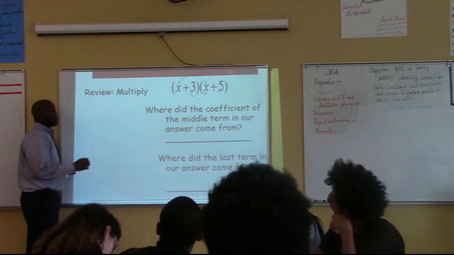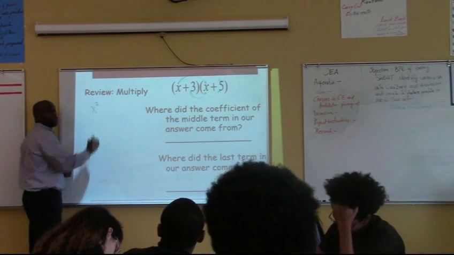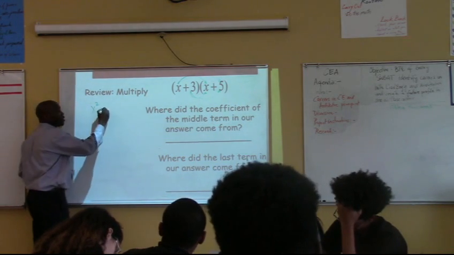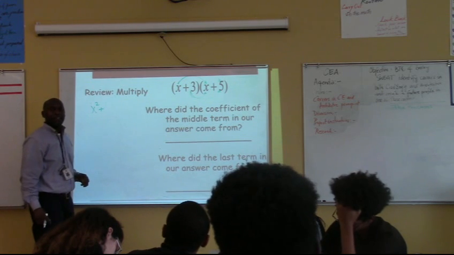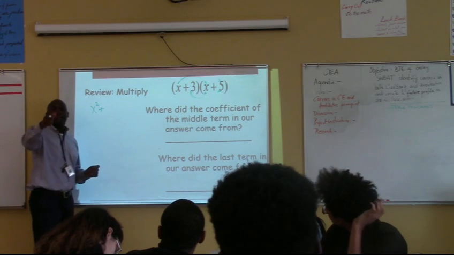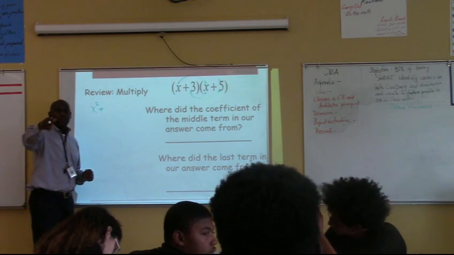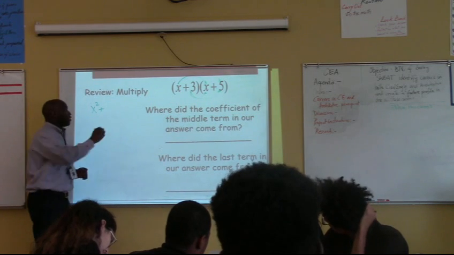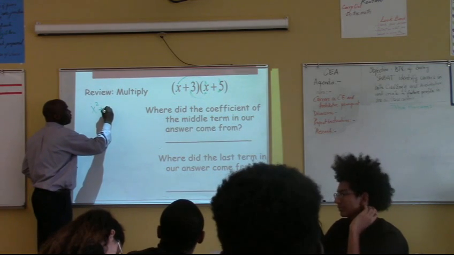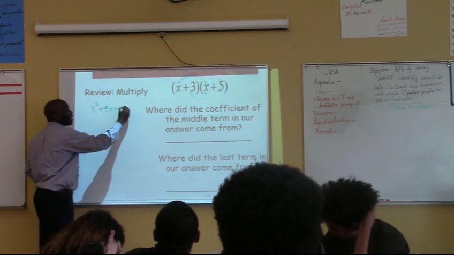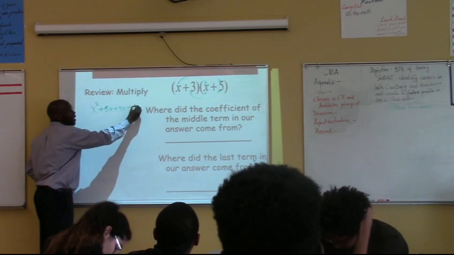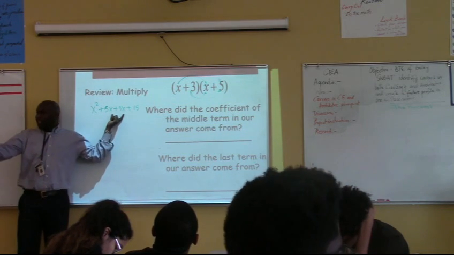X squared. Okay, so we got x squared, plus 5x, plus 3x, plus 15. So we got plus 5x, plus 3x, plus 15. So, yeah, there you go, Ethan.